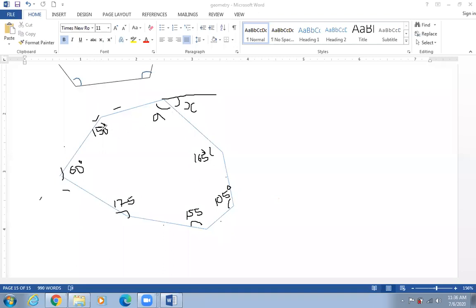So A plus 155 plus 60 plus 175, 155, 105 plus 165. Add all this one. We cannot get this X directly. Okay, so let us find out the value of A first. After getting the value of A, then only we can get the value of X. Okay, so let us find out the value of A first. How much will you get?